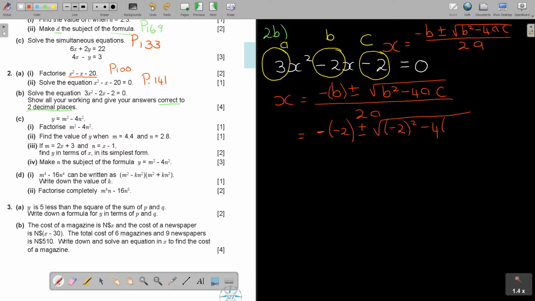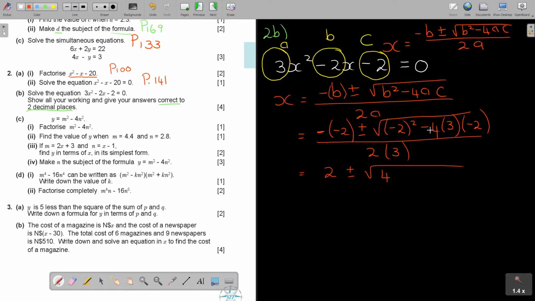And the value of c, what is the value of c? It's negative 2, and it's over 2, and the value of a is 3. And now, a negative times a negative is a positive. Positive. Plus minus. Now, a negative 2 times negative 2 is 4.